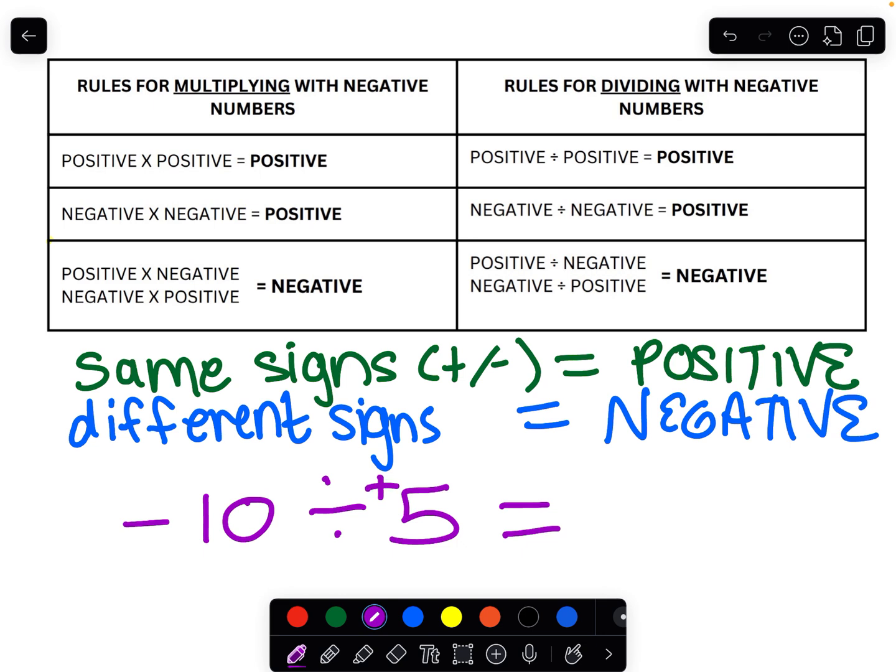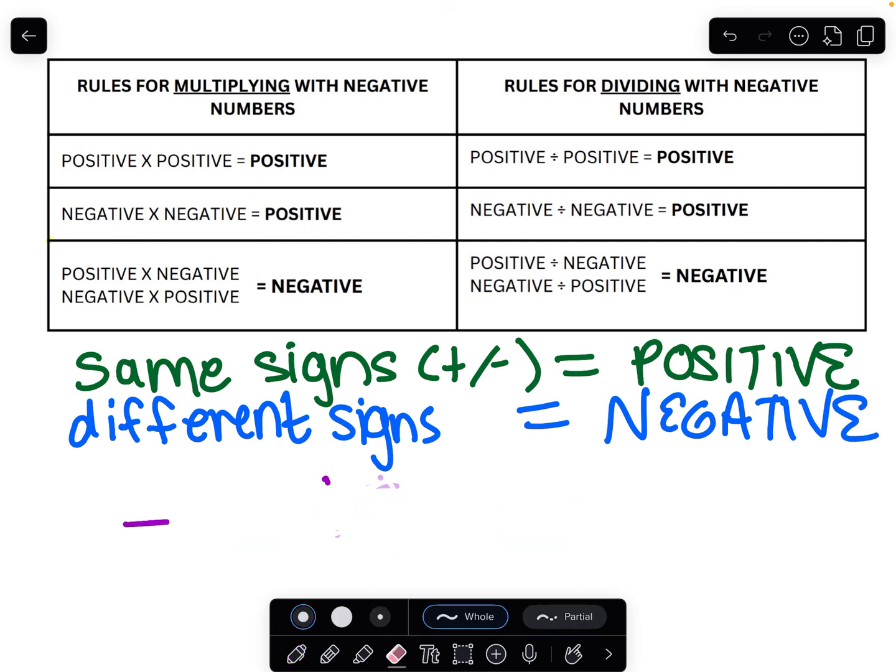Now remember, I've got an invisible positive sign there, although now I just wrote it in. Now I'm dealing with different signs. The divisor and the dividend are different. I can look at my chart and I can see negative divided by positive equals negative. Or I can remember that different signs means the answer is always negative. So my answer is going to be negative 5.